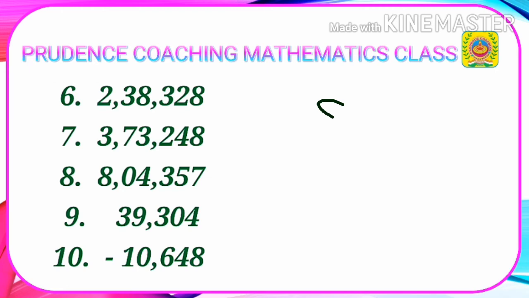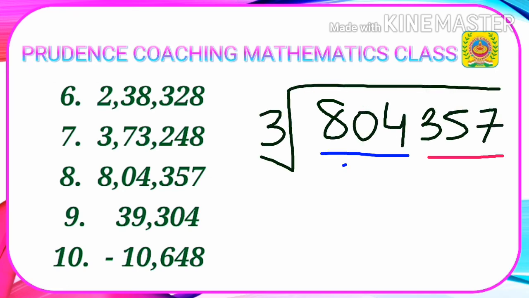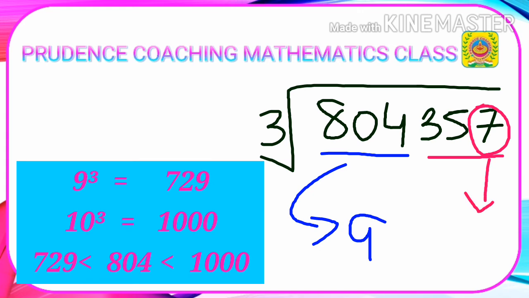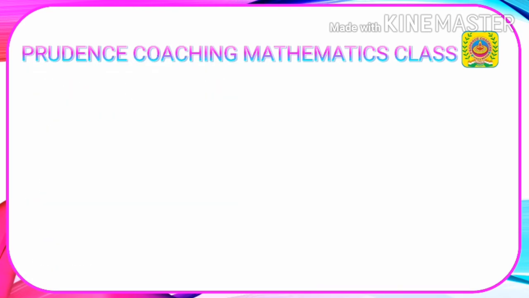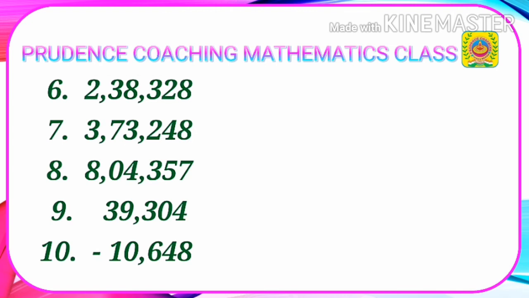Let us see the next example, that is 804,357. The first part will give us 9 and the second part will give us 3. So our answer will be 93. So students, as you can see, it is very easy to calculate the cube root of any perfect cube number. Let us see the next example.